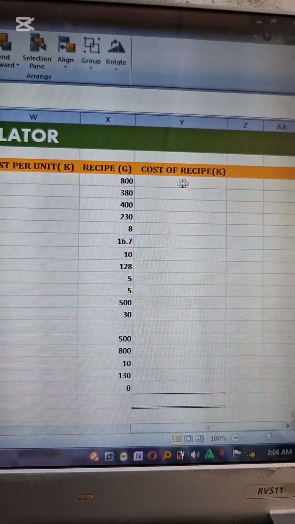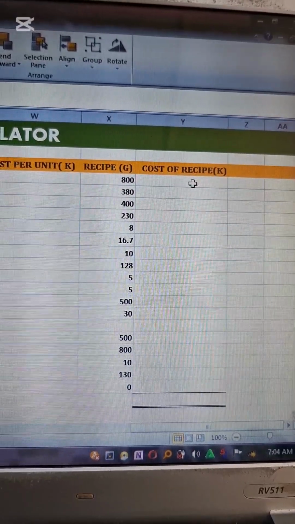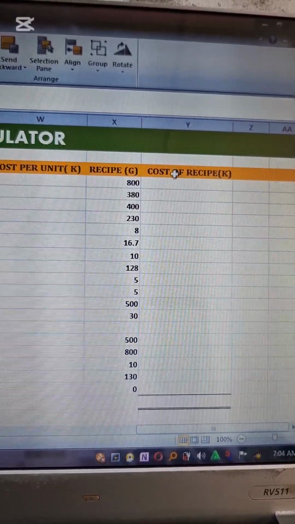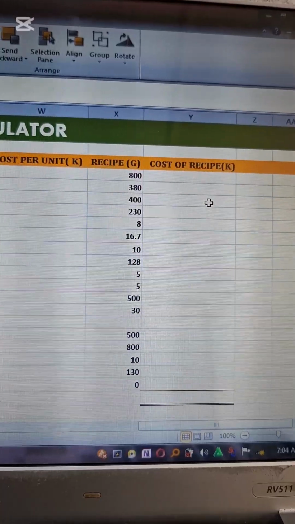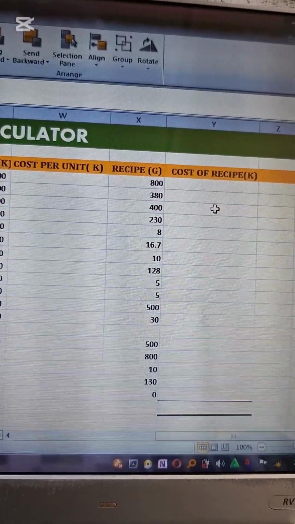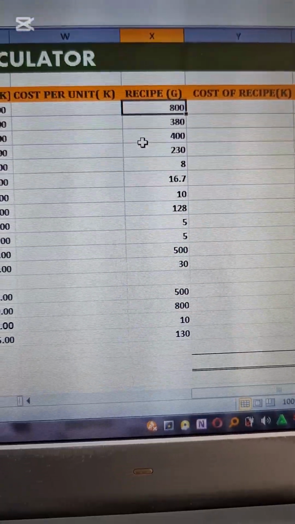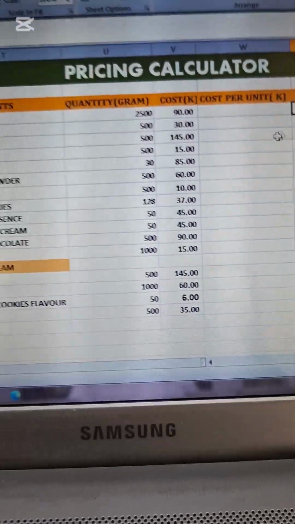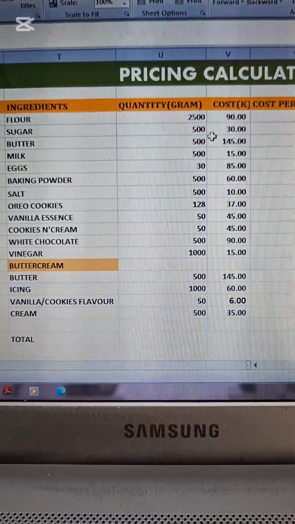In this last column, we have cost of recipe. We're just going to calculate the individual cost for each ingredient used for this recipe. The computation for this is the amount of recipe needed multiplied by cost per unit.